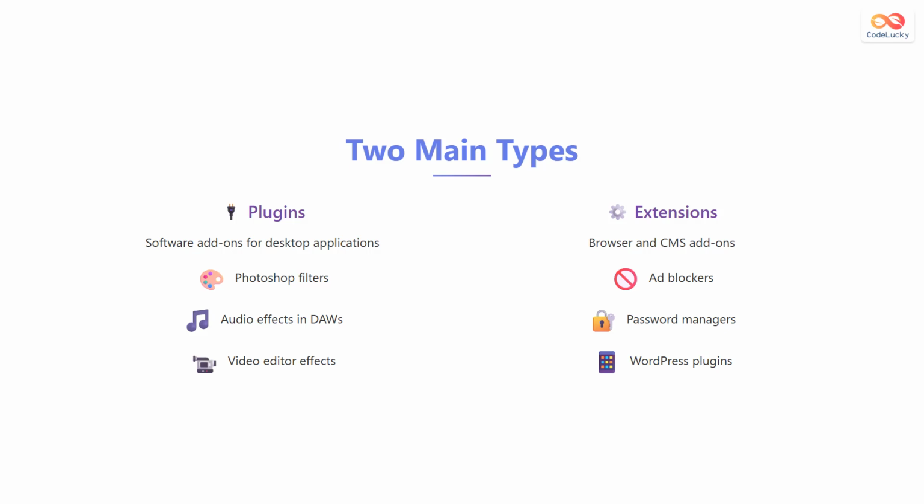Then we have extensions, which are specifically designed for web browsers and content management systems. Ad blockers are browser extensions that remove advertisements from websites. Password managers like LastPass are extensions that help you store and manage your passwords securely. WordPress, a popular website builder, uses plugins to add features like shopping carts and contact forms.